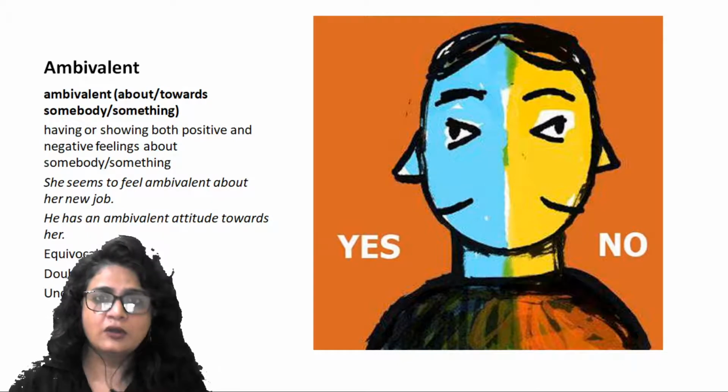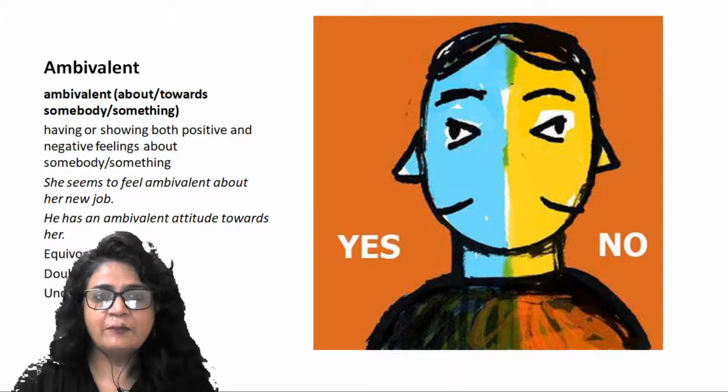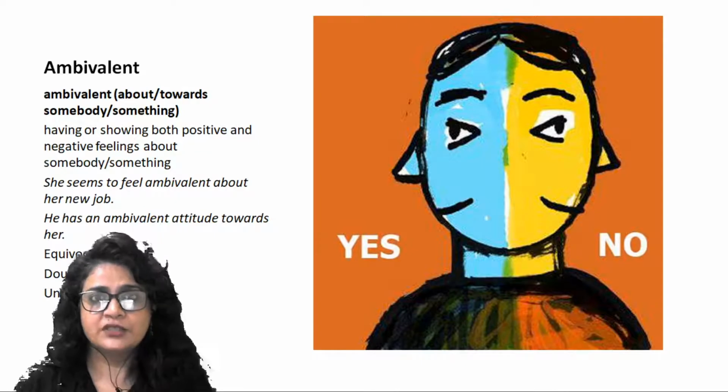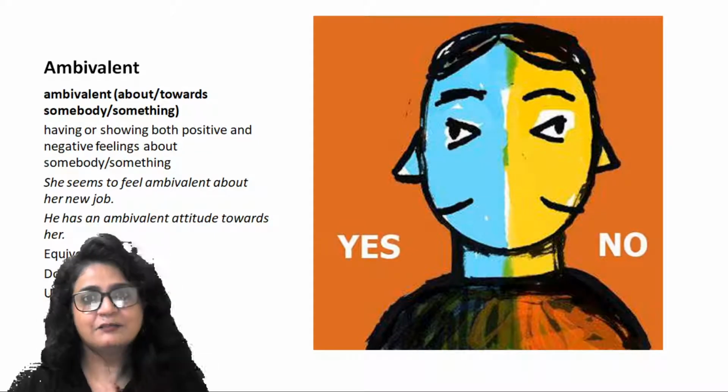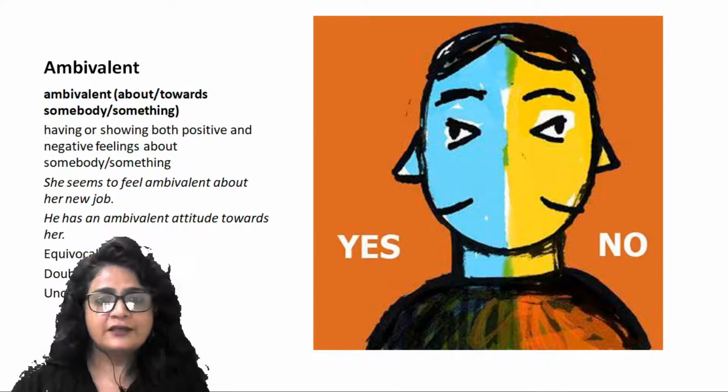Having or showing both positive and negative feeling about something. She seems to feel ambivalent about her new job. She seems to like it. She possibly has some reason to dislike it as well. So that is what ambivalent is.